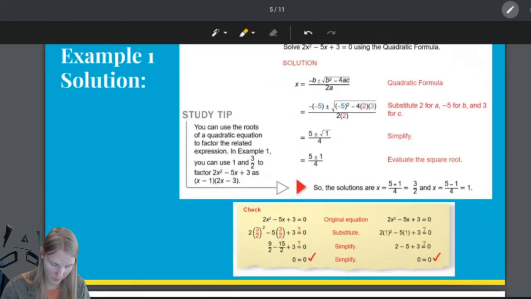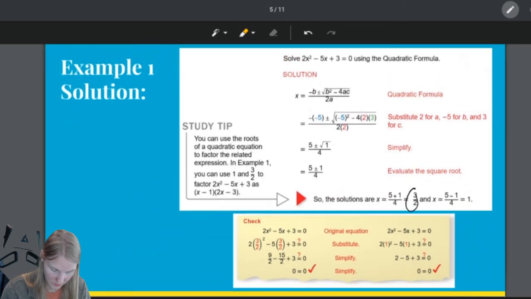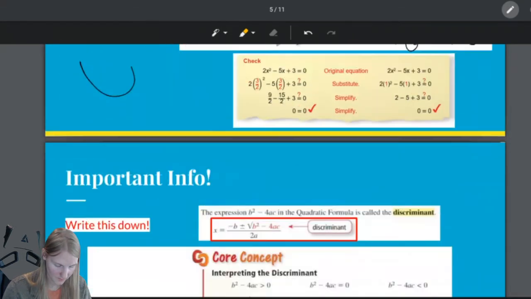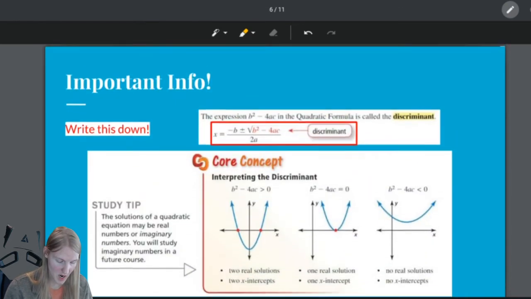Okay, let's see if we were right. Yeah, 3/2, that's the same thing as 1.5, and 1. Good. Oh yes, and of course we can always check by plugging it in. That's always an optional step.